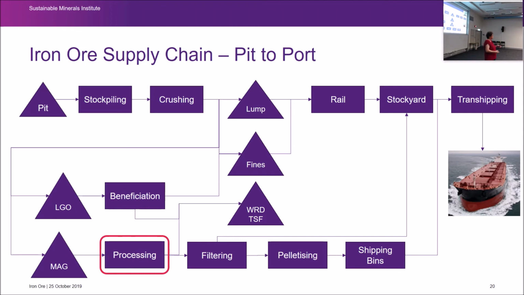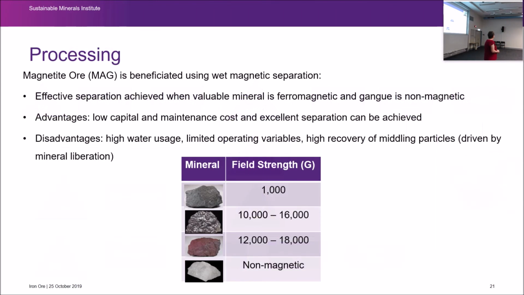I'll move into just talking briefly about magnetite processing. In that space, we normally use magnetic separation. Now, separation here is achieved because a particle is either ferromagnetic or paramagnetic or non-magnetic. And again, these units require low capital cost, and they actually achieve excellent separation.